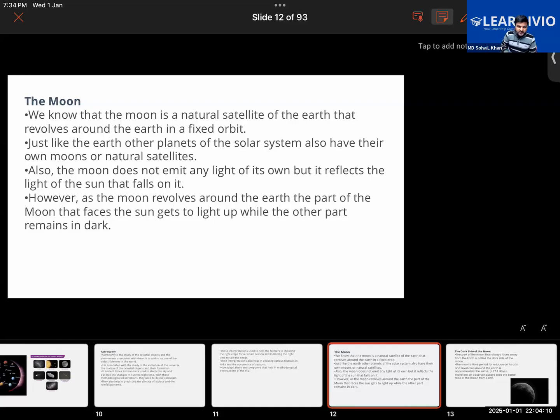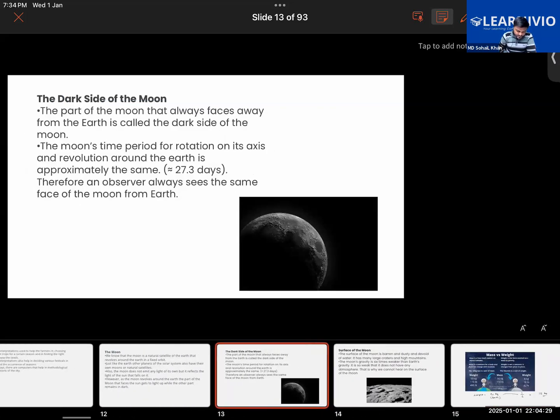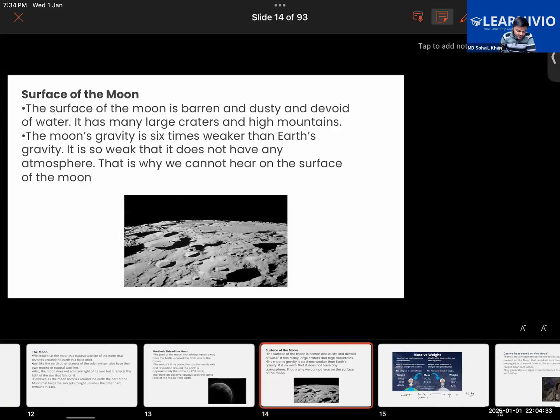Okay. Further, we learned how the moon does rotation as well as revolution, and it takes roughly about 27.3 days to do this. Getting it now? We have learned about that. Then we did also learn about the different phases of the moon and the surface of the moon. Also, we have learned that, right?